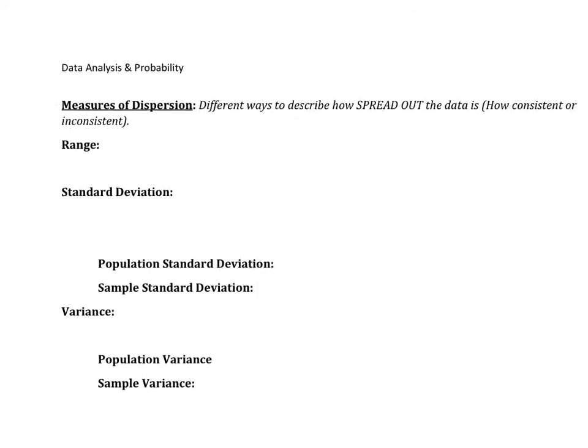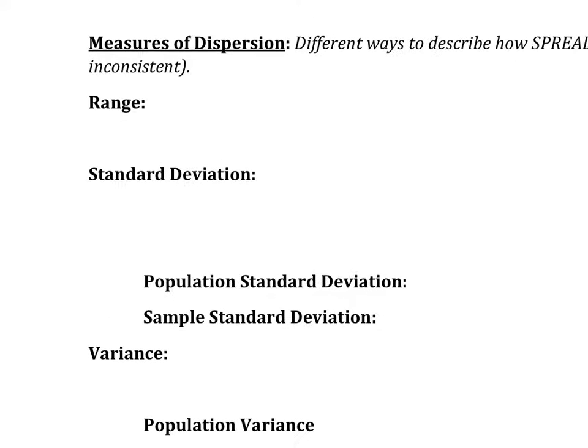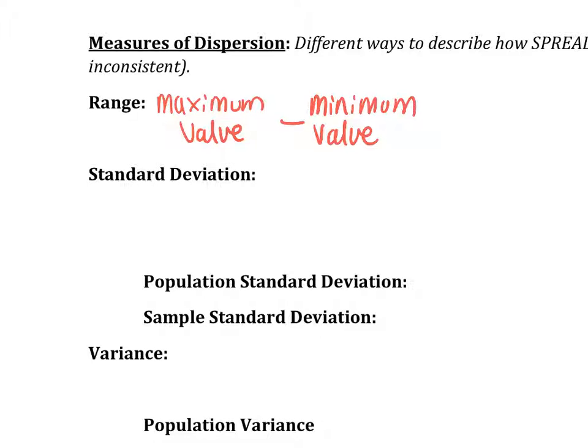All right, so now measures of dispersion. So these are different ways to describe how spread out the data is. So it can tell you how consistent or inconsistent your data values are. So first, the range. This is just where you take your maximum value minus your minimum value. So it just tells you the interval that your data spans, or how many values are in between your min and your max.